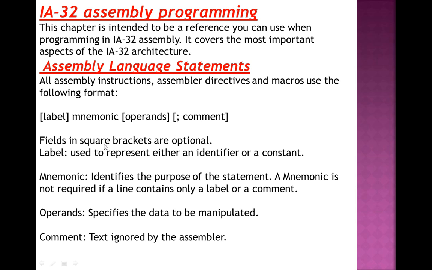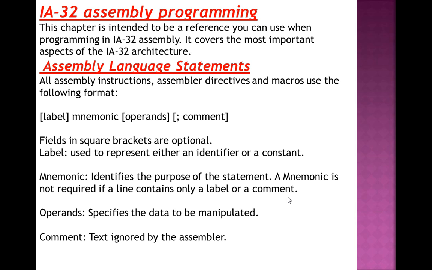This says fields in square brackets are optional. It means operands are optional, comments are optional, labels are optional. But mnemonics are mandatory, that is not optional. The label is used to represent either an identifier or a constant, and the mnemonic identifies the purpose of the statement. I mean, why am I using this assembly language code? A mnemonic is not required if a line contains only a label or comment.